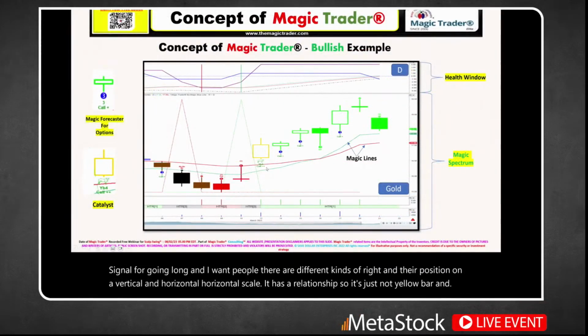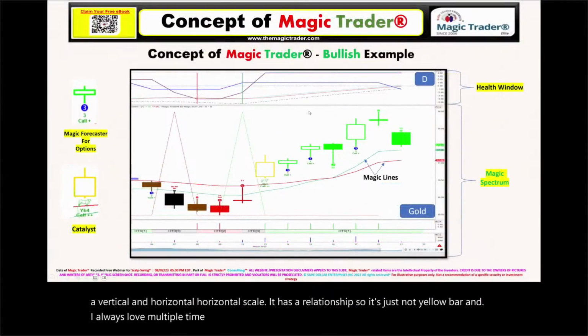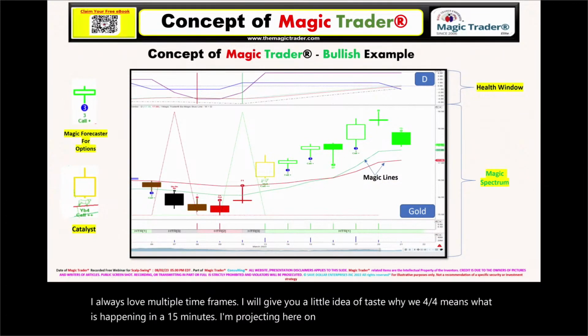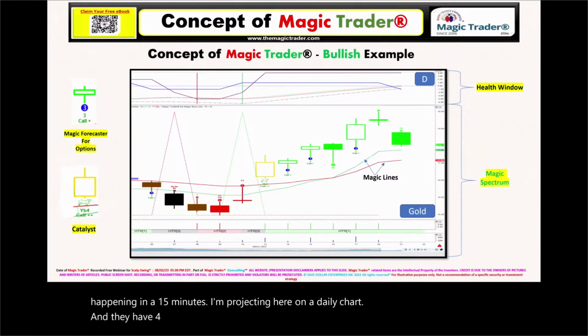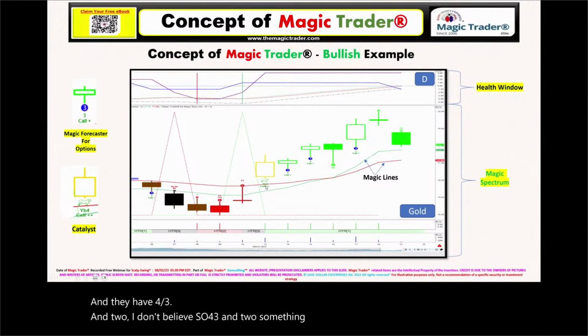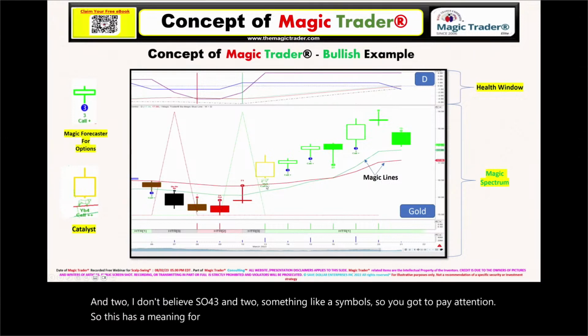I always love multiple time frames. I will give you a little idea of a test. YB4, the 4 means what is happening in 15 minutes, which I'm projecting here on a daily chart. And they have 4, 3, and 2. I do believe it's 4, 3, and 2, something like symbols. So you have to pay attention, as this has a meaning. 4 means it is looking at 15 minutes and projecting here.